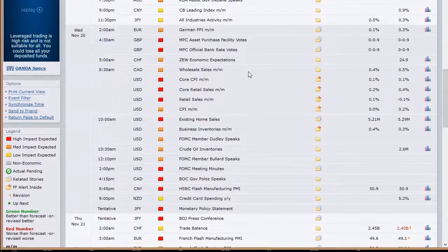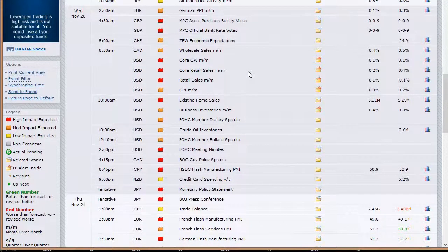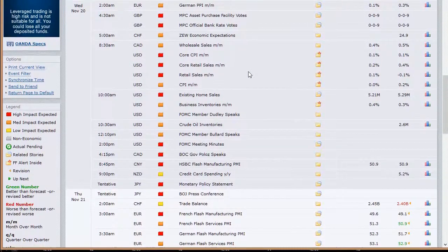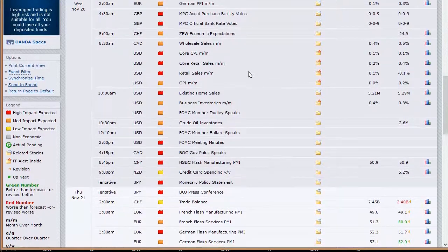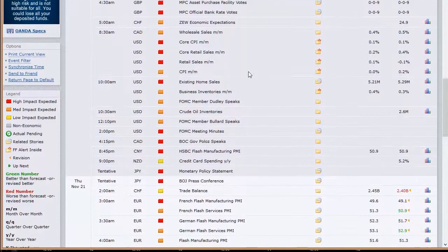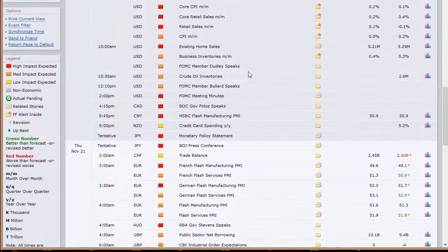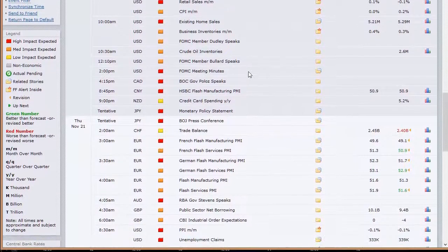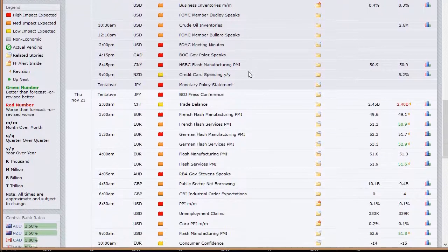All industries activity out of Japan. German PPI out of Europe. We got a rate announcement out of the UK. Wholesale sales out of Canada. U.S. has a bunch on Wednesday. Look at this. Core CPI, which is one of our big three each month, so we'll be half size ahead of that. Retail sales, existing home sales, business inventories, crude oil inventories, a couple more Fed speeches. Minutes of the last Fed meeting coming out at 2 p.m. Eastern time from the U.S. on Wednesday.